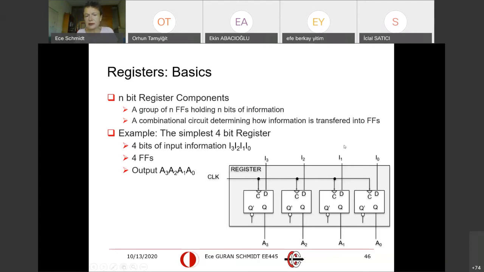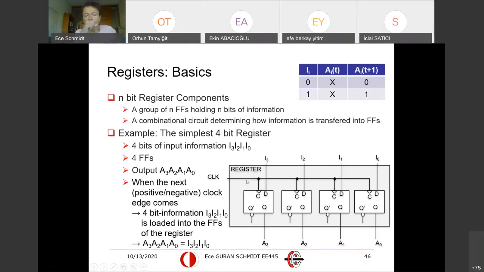So this is the simplest 4-bit register. I am constructing it with D flip-flops. The inputs are I0 to I3. They are ready at the D inputs. And the outputs are A0 to A3. They are at the Q. So that is the input information. And that is what the flip-flops store. These are all clocked. Everything is clocked.